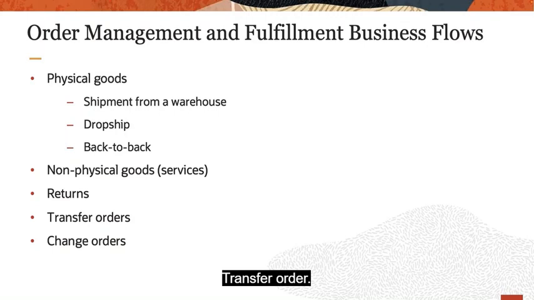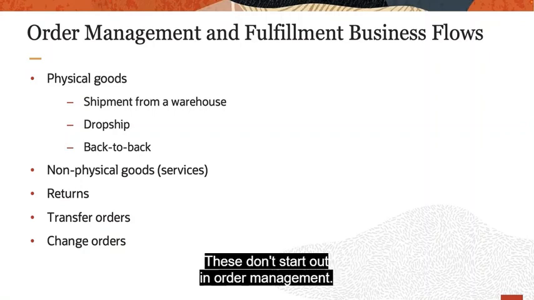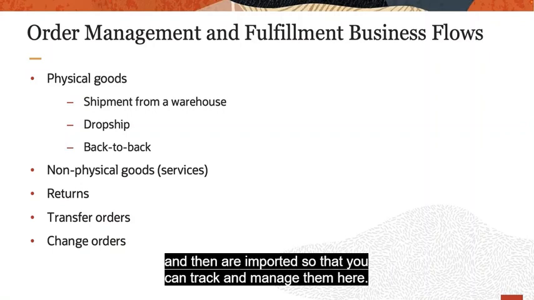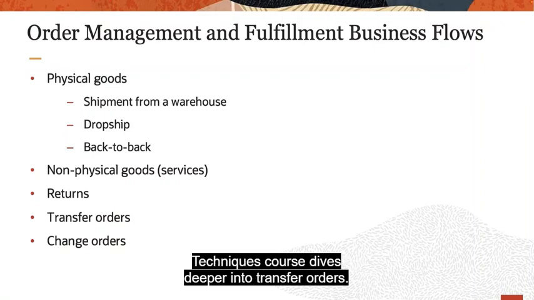Transfer order. A transfer order is used when you need to move goods within the same company. These don't start out in order management. Instead, they begin in supply chain orchestration and then are imported so that you can track and manage them here. We'll only cover the basics since the Advanced Supply Chain and Fulfillment Techniques course dives deeper into transfer orders.